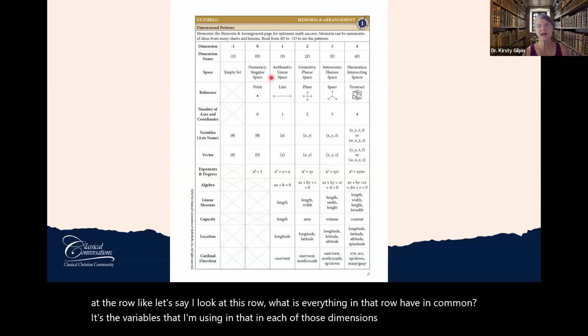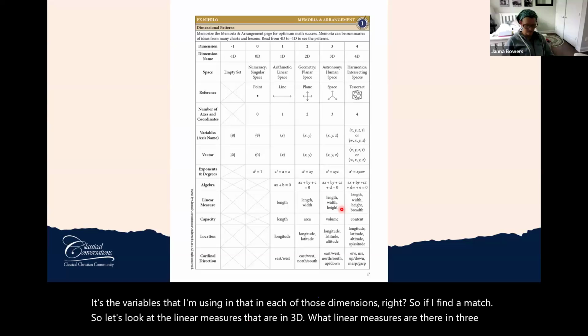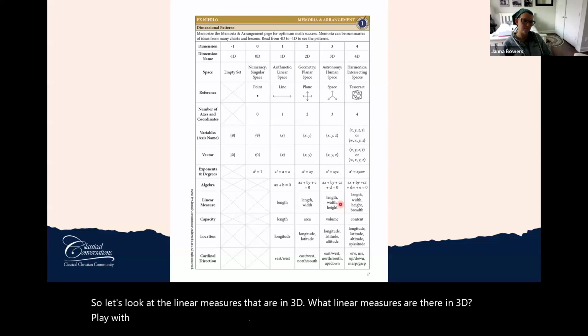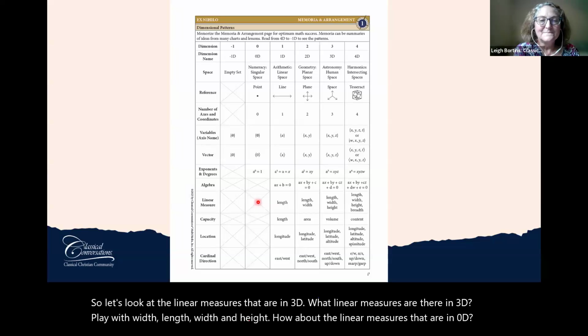So if I find a match, let's look at the linear measures that are in 3D. What linear measures are there in 3D? Length, width, and height. How about the linear measures that are in 0D? There's none, right?